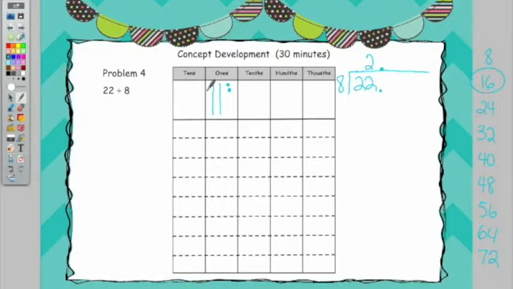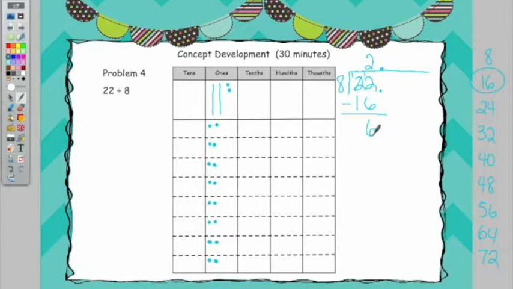Okay, get it written. So how many will be in each group here? 2. And he said 2 times 8 equals 16. Hannah? What is 22 minus 16? 12 minus 6. 6. Okay?